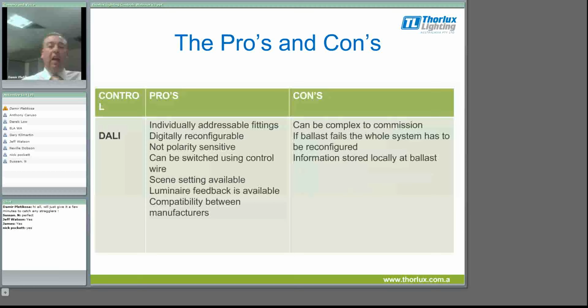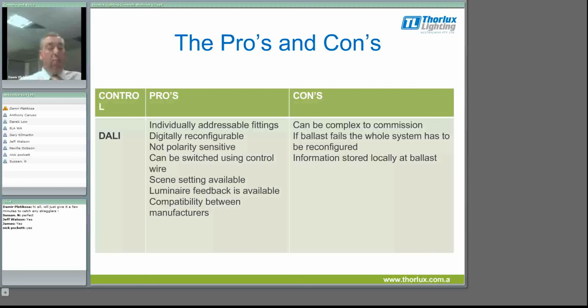DALI, this is what everybody seems to be talking about. The plus is it's individually addressable luminaires, digitally reconfigurable, so we can actually change the setup of luminaires by simply using a laptop or a PC. Again, it's not polarity sensitive because it's digital, and can be switched using the control wire. It's very easy to do scene setting with DALI because again we can address individual fittings.